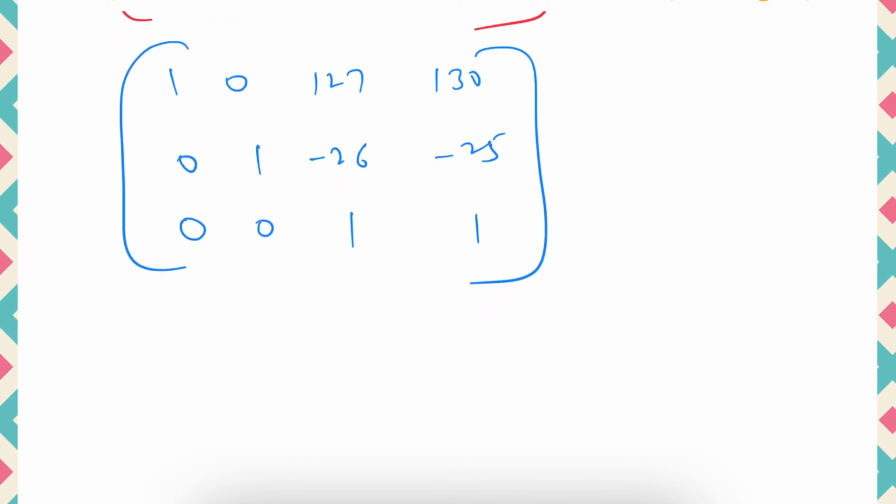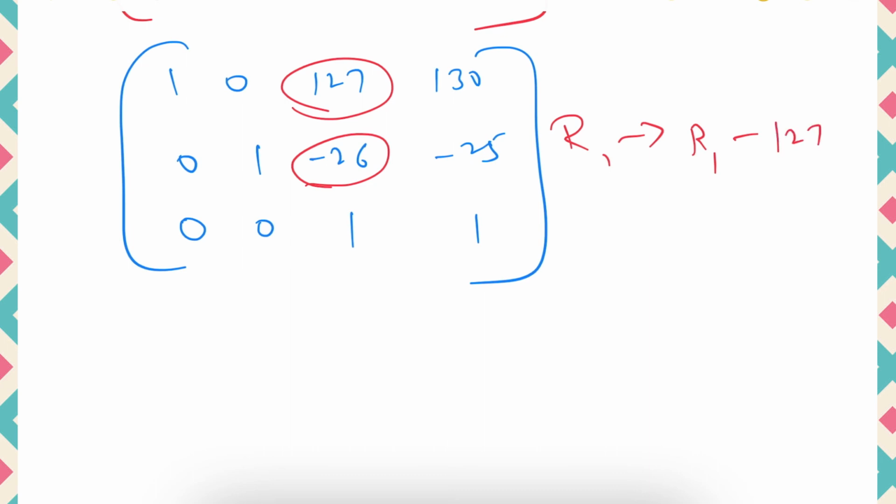So now still we didn't get what we require, I mean what we need to get, that is here we want 0, here also we want 0. So for that I will do two more operations then, that is R1, I will write it as R1 minus 127. No, R1 minus, here 127 is there, right? So 127 R3 then. Okay, done. So R1 I will write it as R1 minus 127 times R3.